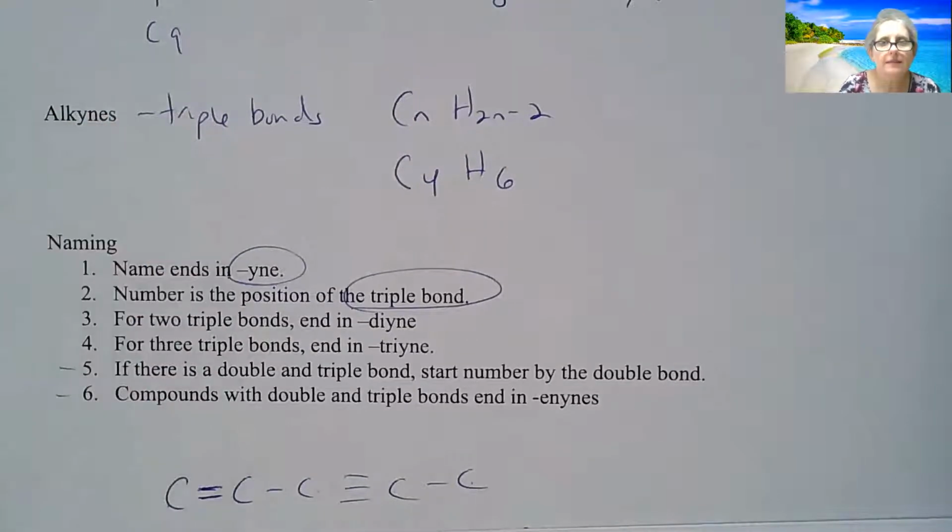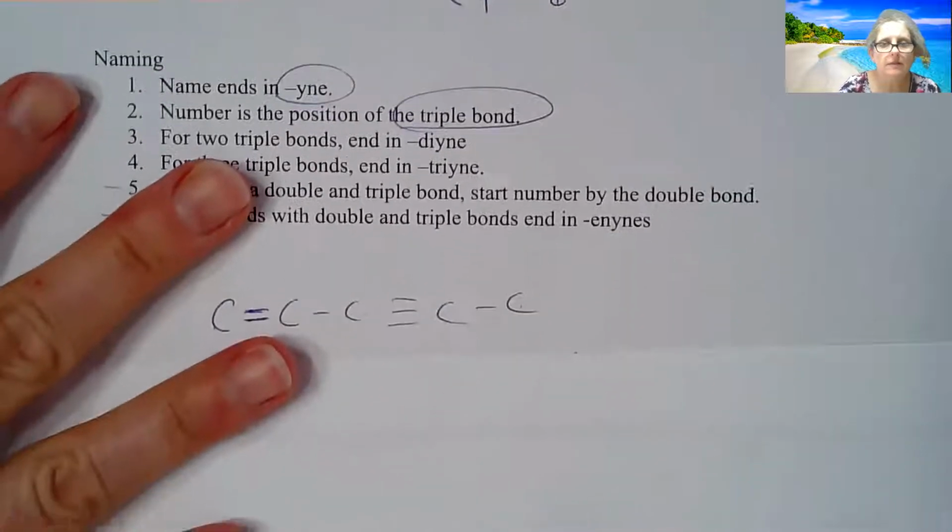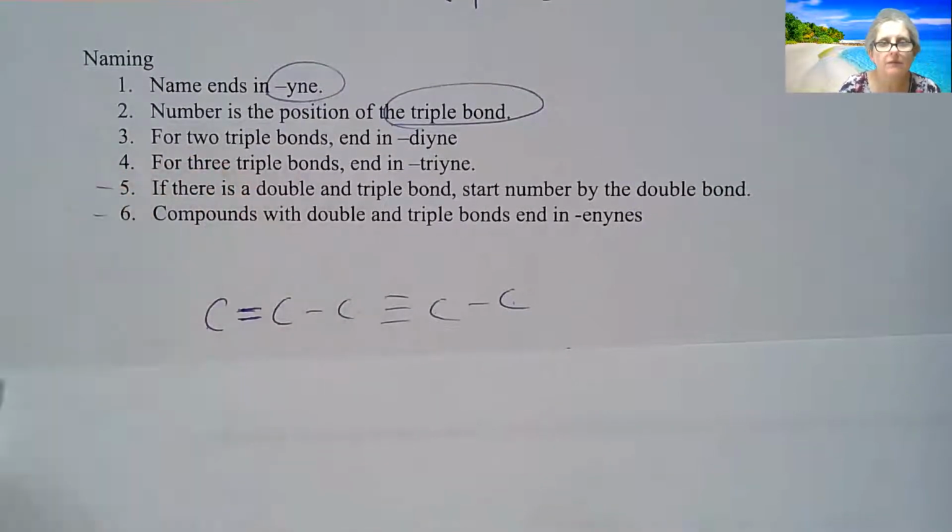So we're back to alkynes, and what I want to talk about is number 5 and number 6, if you have a double and a triple bond in a molecule. And then I'm also going to talk about what we call benzenes and cyclos.